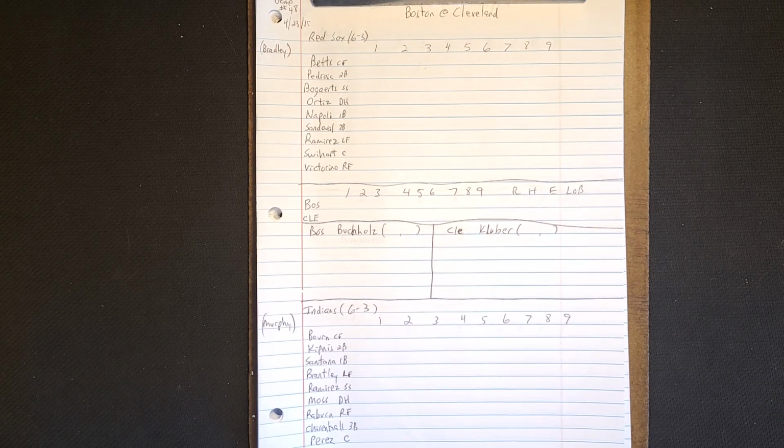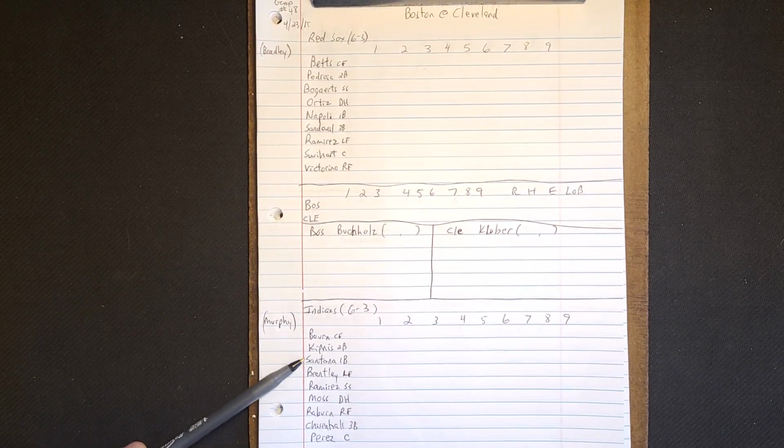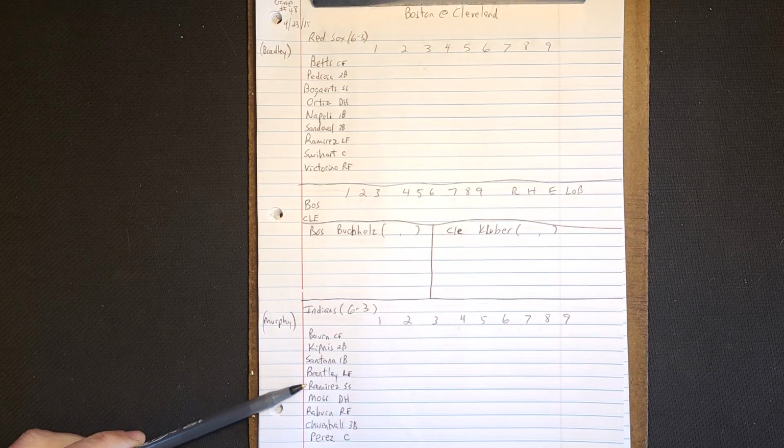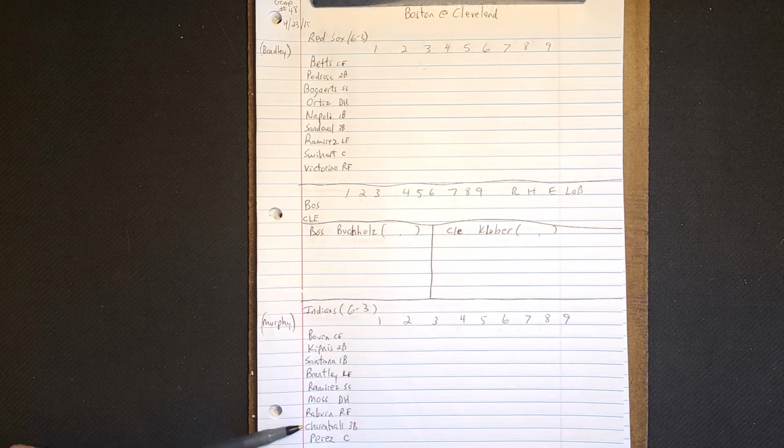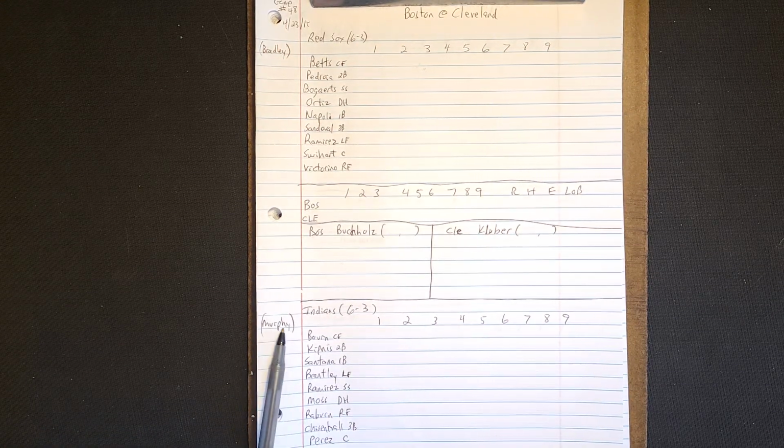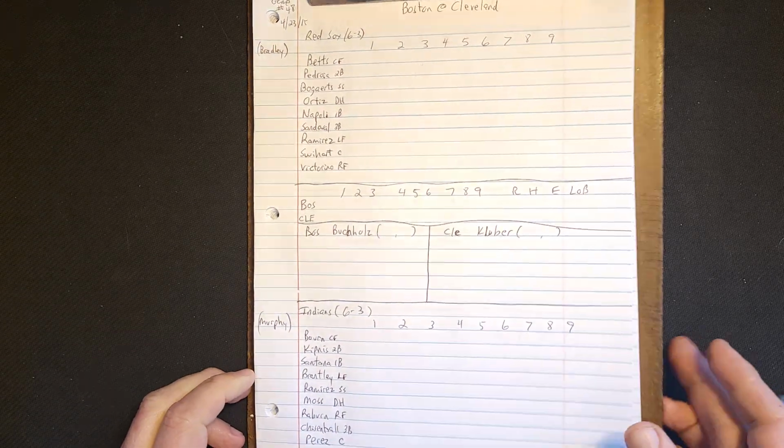I'm still getting back in the swing of things here. Bourne in center, Kipnis at second, Santana at first, Brantley in left, Ramirez at short, Moss the DH, Rayburn in right, subbing for Murphy, who had to rest. Chisenhall at third, and Roberto Perez, the catcher. So those are your starting lineups.